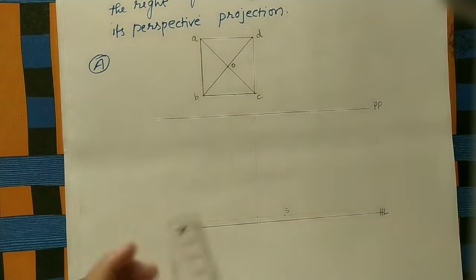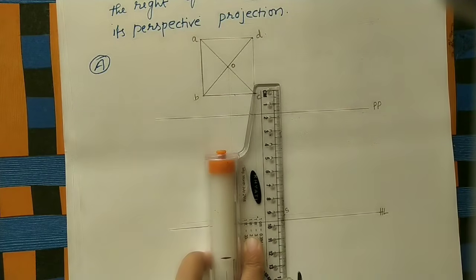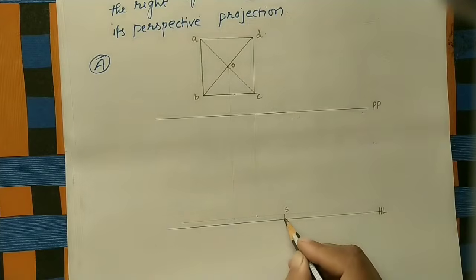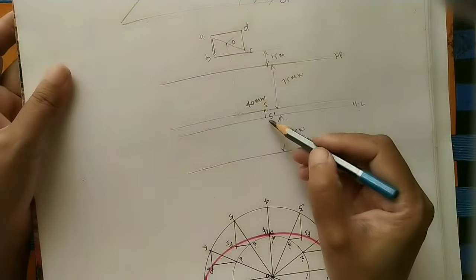So on the same projector line, just do one projector line here. For doing vertical line, take this line as a reference line, move the scale and do the line. This intersection point is H dash. Okay, this is the front view of the station point. H dash I have marked.